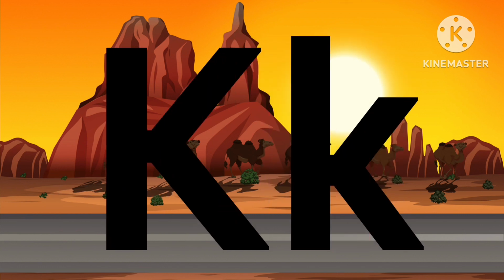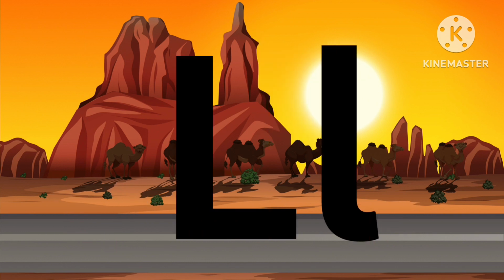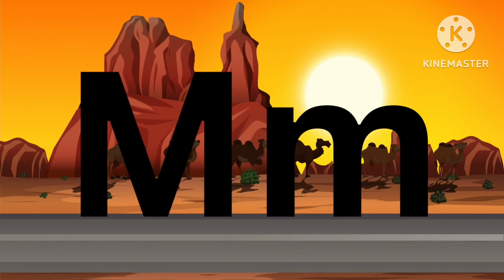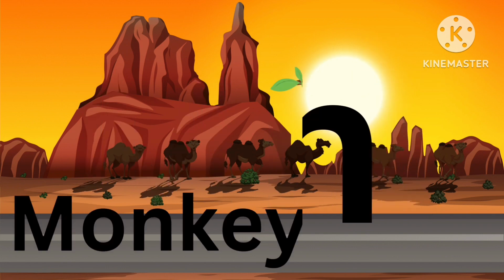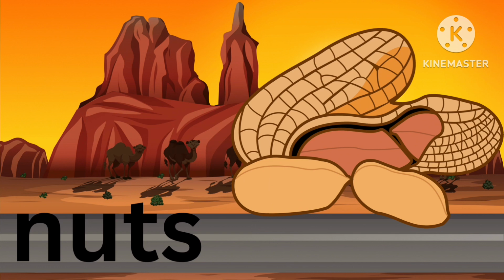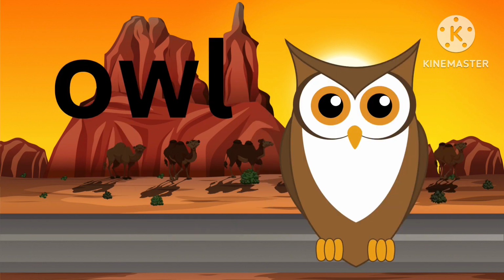K. K for kite. L. L for lemon. M. M for monkey. N. N for nuts. O. O for owl.